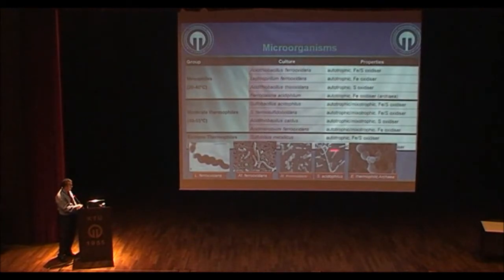You can see the morphological properties of some of the biooxidation bacteria. Leptospirillum has distinct morphological characteristics, spirillum in shape, and Acidithiobacillus ferrooxidans are rods, while Acidithiobacillus thiooxidans is similar but shorter in length. The extreme thermophiles, known as archaea, are coccoid and have no solid cell wall.